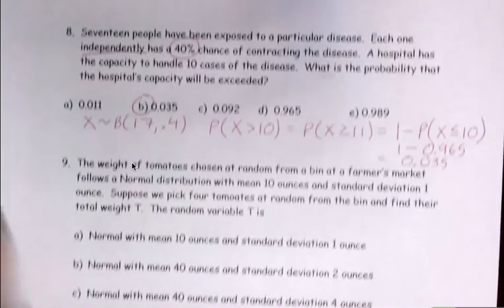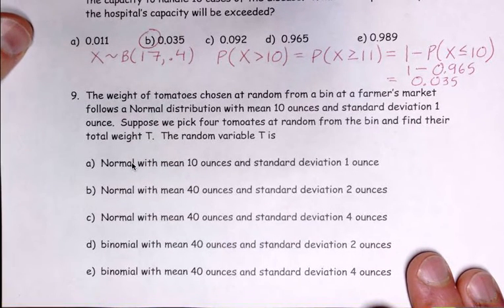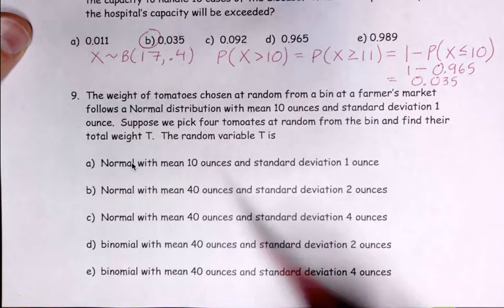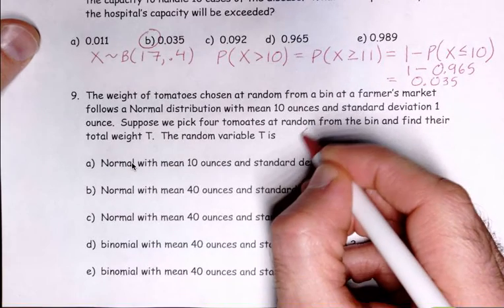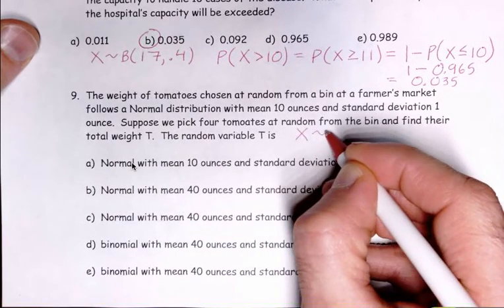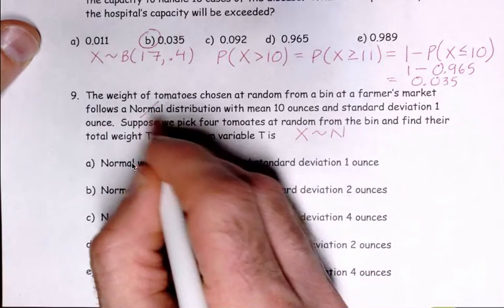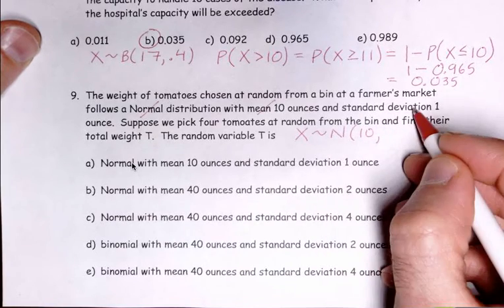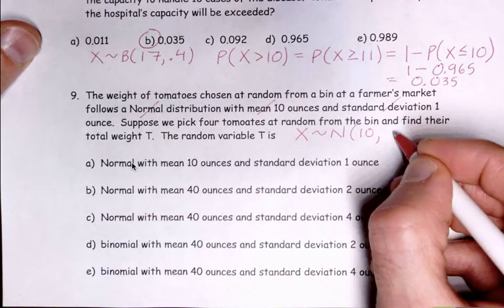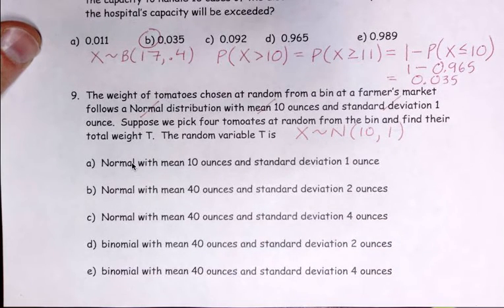All right, the last question, last multiple choice question. The weight of tomatoes chosen at random from a bin at a farmer's market follow a normal distribution. So let's see, we'll call each of these X for the weight of an individual tomato. They are distributed normally. There's my shape. They have a mean of 10, so I will include that, 10 ounces. A standard deviation of 1 ounce, so I've included all of that information. There's the distribution of one individual tomato.